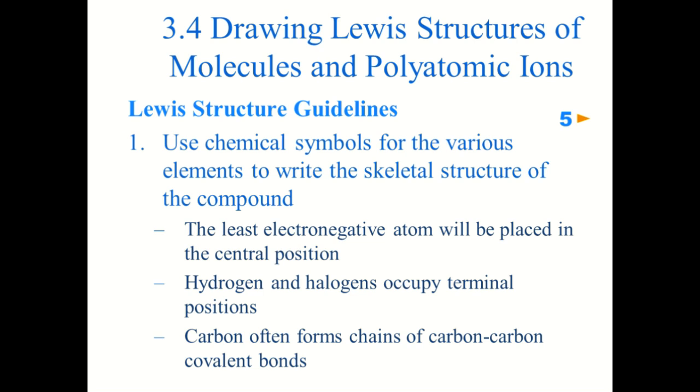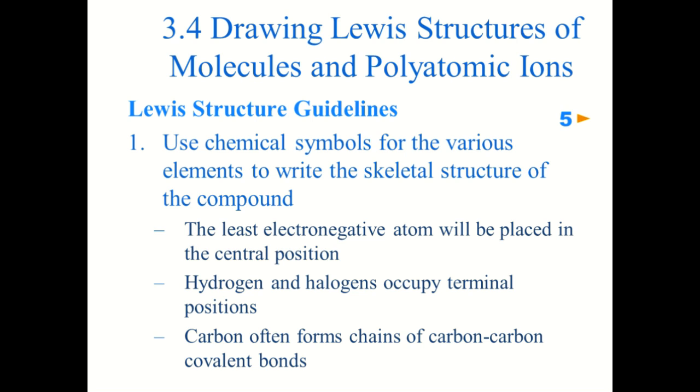So this is the guidelines. I'll go through these quickly and then I will go through it by showing you some examples of how to do it. Okay? So first, you look at the chemical symbols for various elements. Usually it's two things. Okay? The least electronegative atom will be placed in the central position. Hydrogen and halogens occupy terminal positions. So a hydrogen can only make a single bond. That's it. So it could never be in the middle of something, right? Because to be in the middle, you have to at least make two bonds. So hydrogen is always on the outside. It is never in the middle.